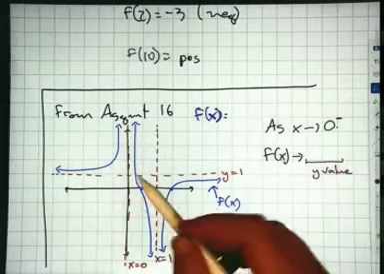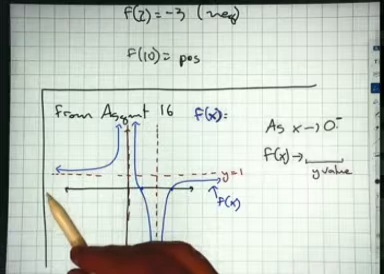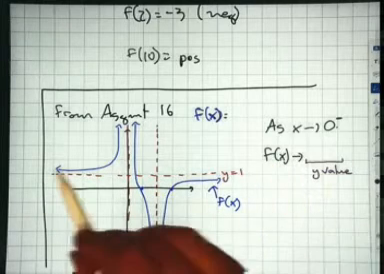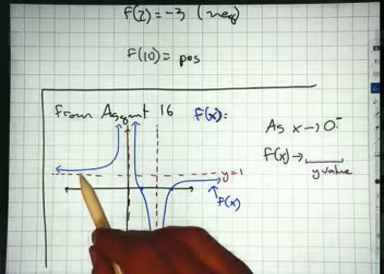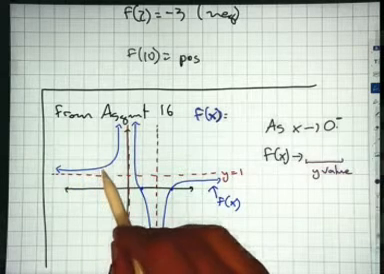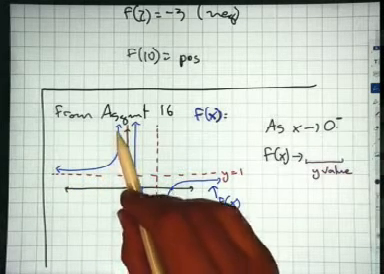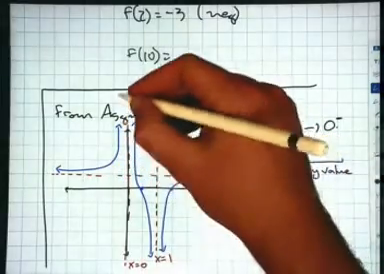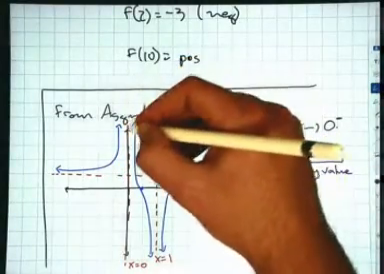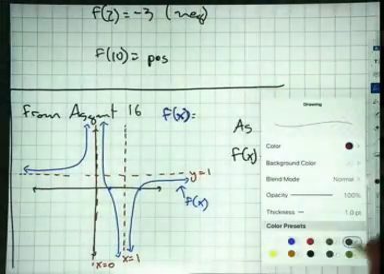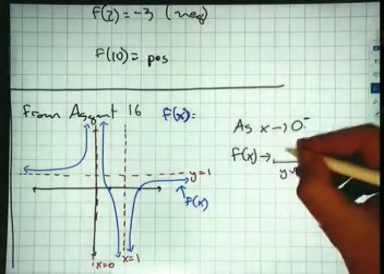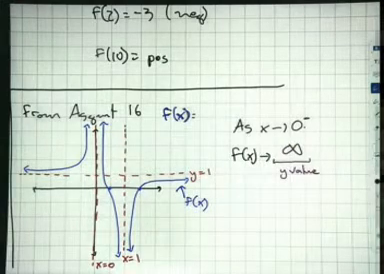So here we are on the left side of 0, and we are on the graph f of x. So we're going towards 0 from the left. What is the graph doing? It starts going up, up, up, up, up, and it's going to go up all the way to infinity as it gets closer and closer to 0. So f of x is approaching positive infinity.